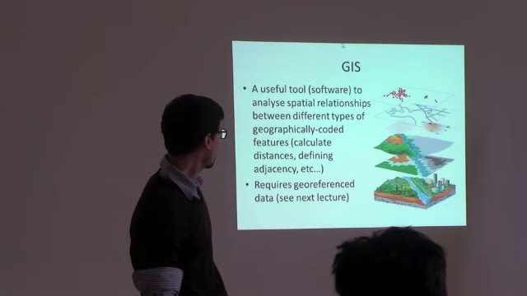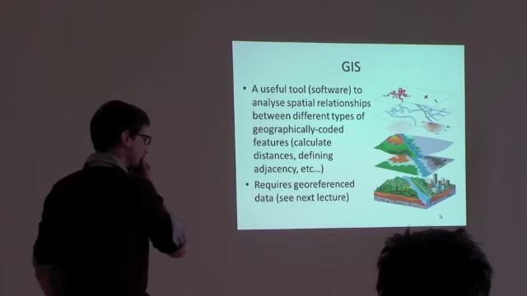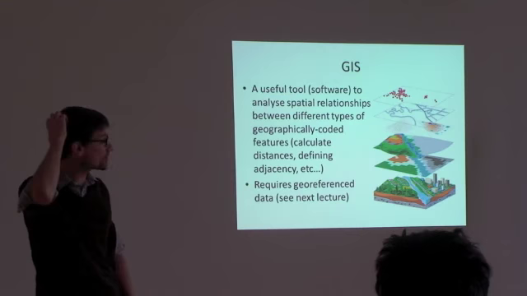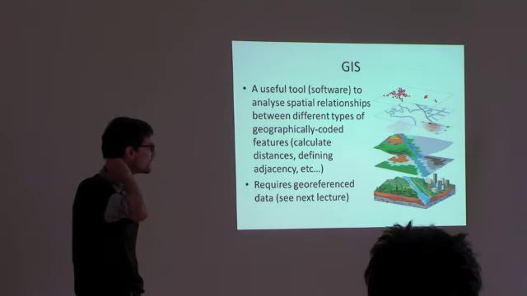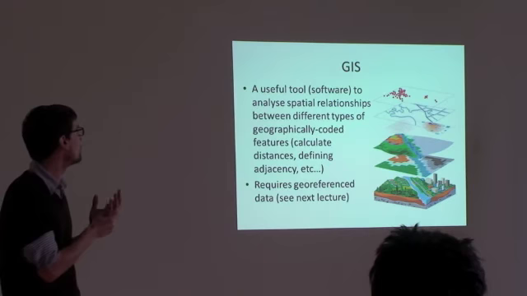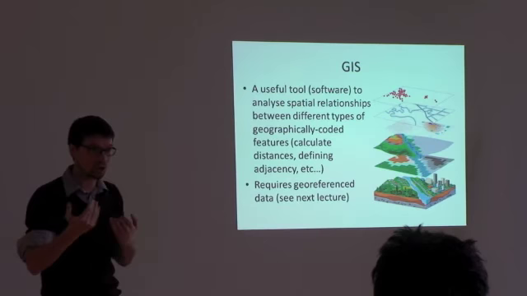So those last two examples of studies, what I call the ecological study and the semi-ecological study, use this nice character of GIS, which is being able to analyze the spatial relationships between different types of georeferenced data, okay? The different, what I call the different layers.